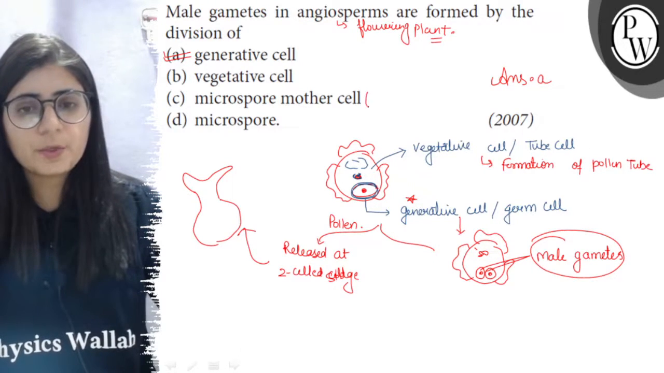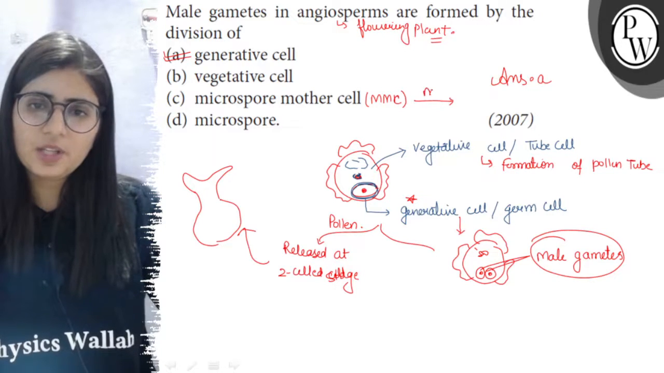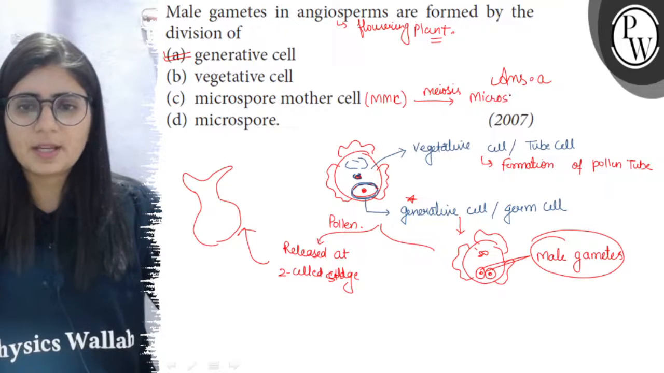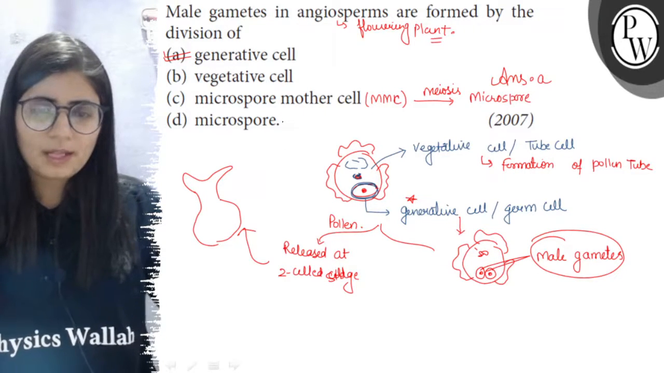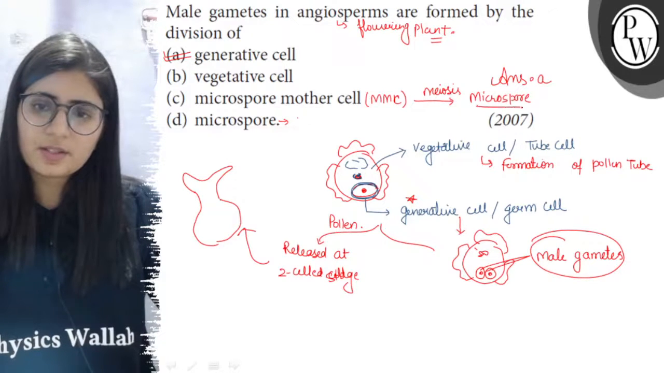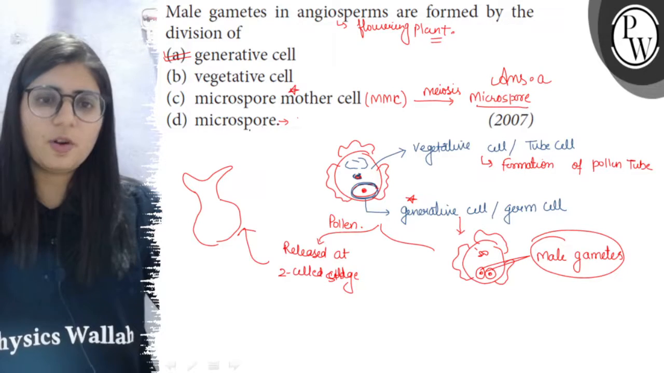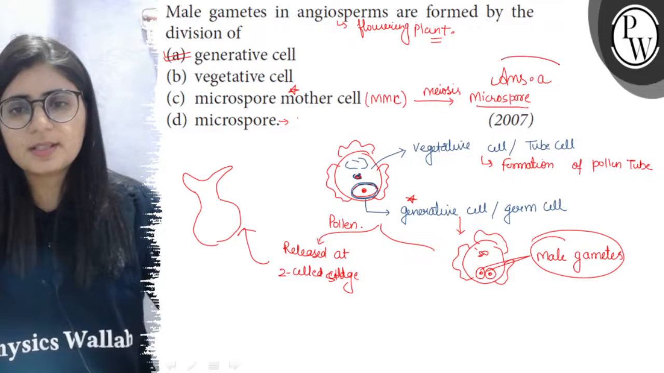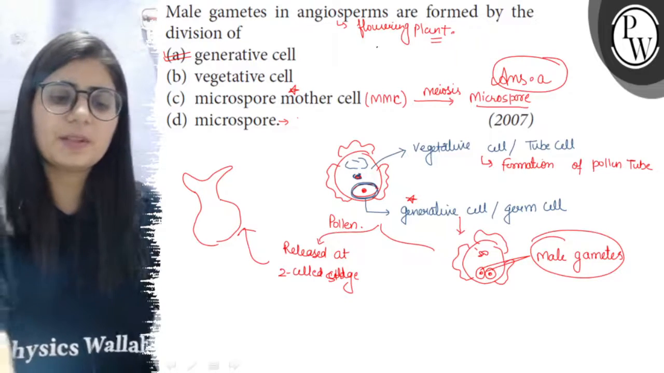While the microspore mother cell, or MMC or PMC, is the cell which after meiosis forms the microspores. So it is microspore mother cell. While the microspores are the structures which are formed by the division of MMC. So these are incorrect. So the only right option is answer A. So I hope it is clear. All the best.